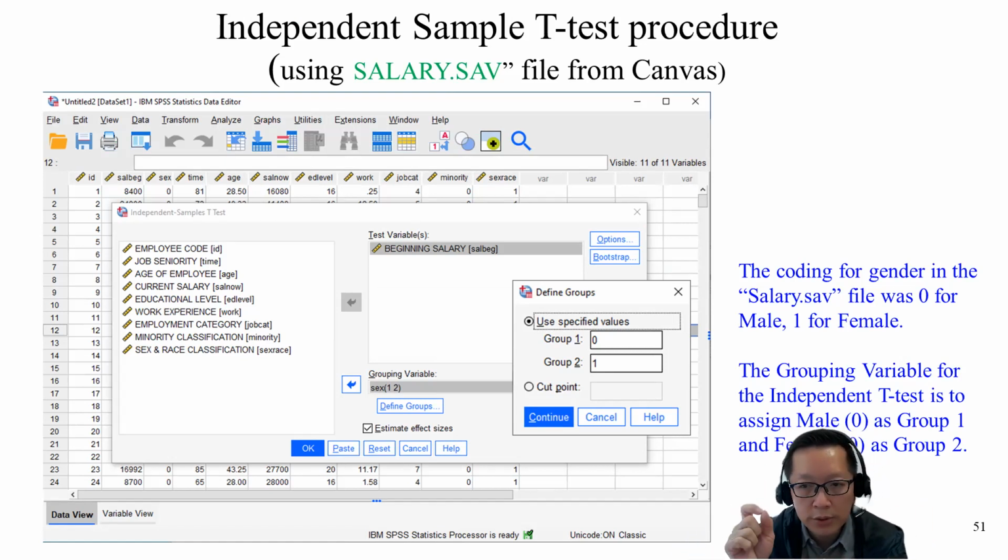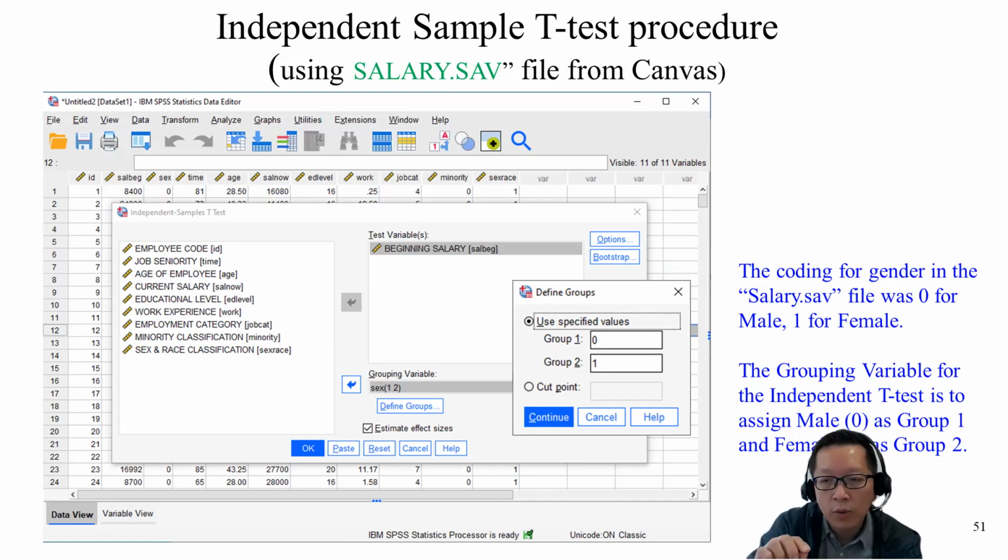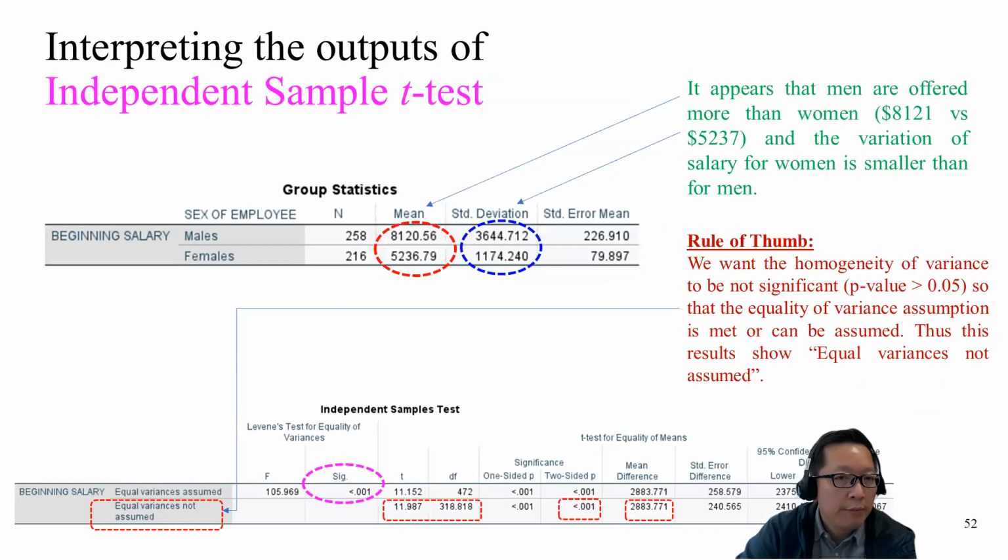Because male was 0 and female was 1 in the .sav file, when I'm entering this information in Define Groups, I define group 1 as male, which is 0, and group 2 as female, which is 1, so I enter 1. So I click Continue, and it will give me the results.